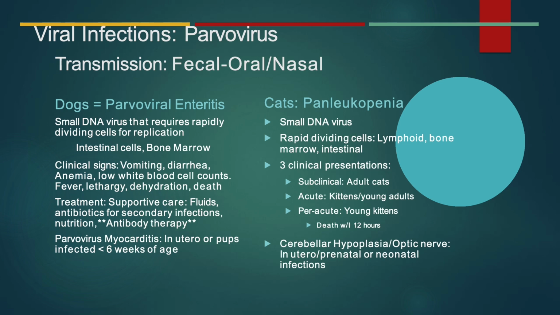On cats, once again, same family of the parvovirus, so it's that similar small DNA virus, loves rapidly dividing cells, which in the cat, lymphoid tissue, the intestine, and bone marrow. Cats will have 3 different kinds of clinical presentations. So subclinical are usually the adult cats. They may be off for a few days, might have a little diarrhea, basically just not feeling good, fever, but then they recover, okay? And once again, may not even notice that they were even sick at all, okay?